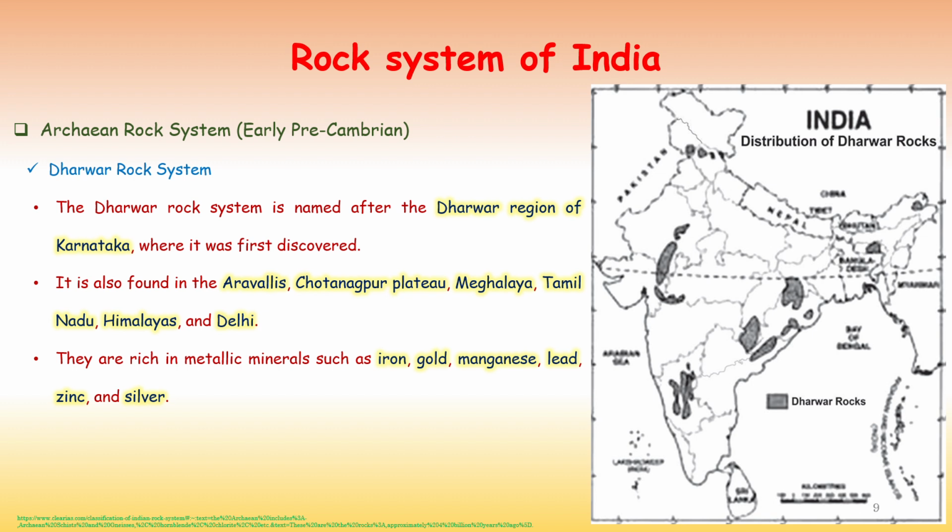The rocks of the Dharwad system are also found in the area of Himalayas, Meghalaya, Aravalli and Chota Nagpur Plateau. The Dharwad rock system contains economically important minerals such as schist, slate, quartzite, granite, marble and conglomerate. It also contains ores of gold, manganese, iron, zinc, lead and silver.